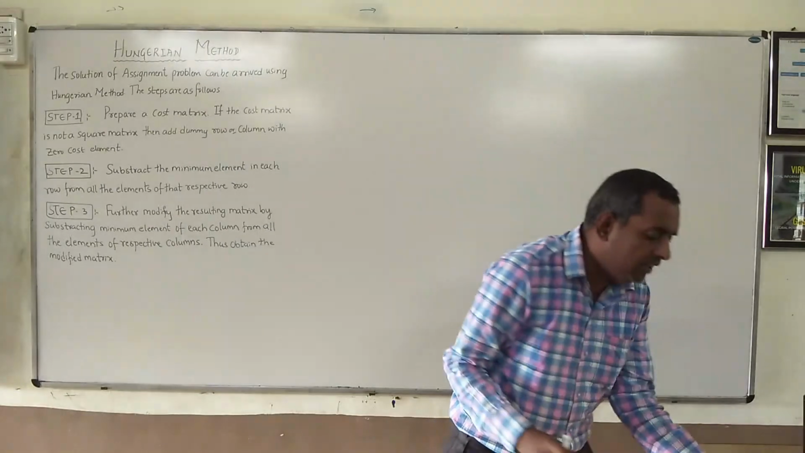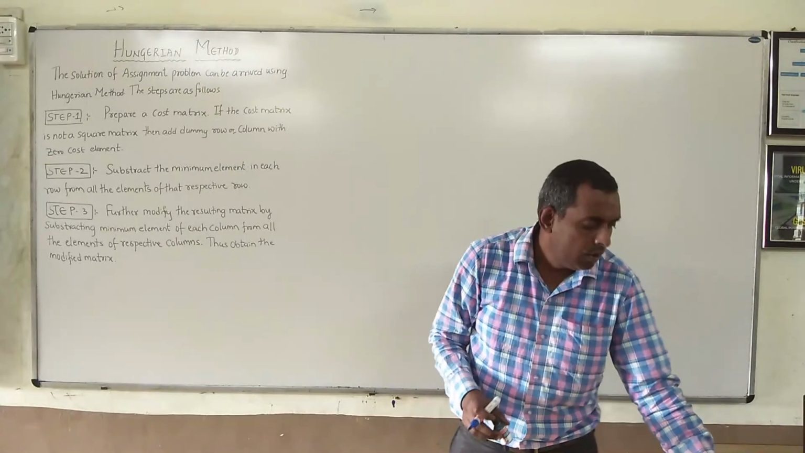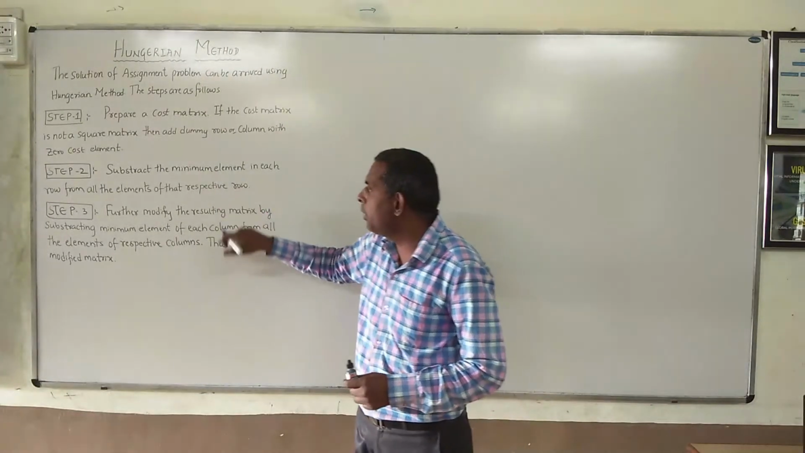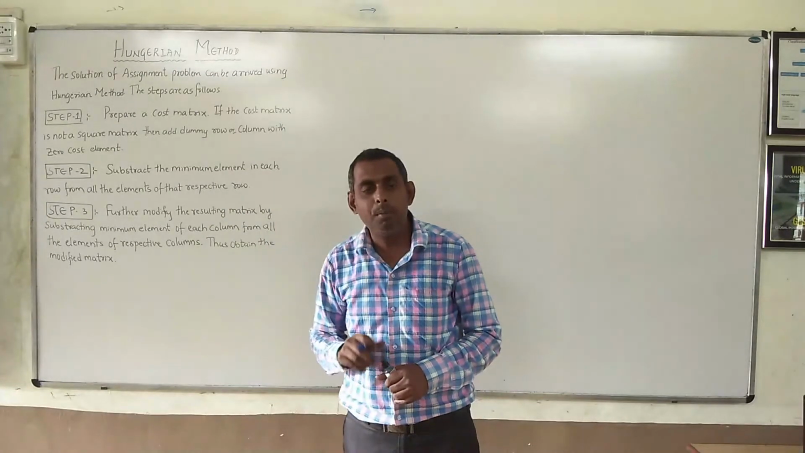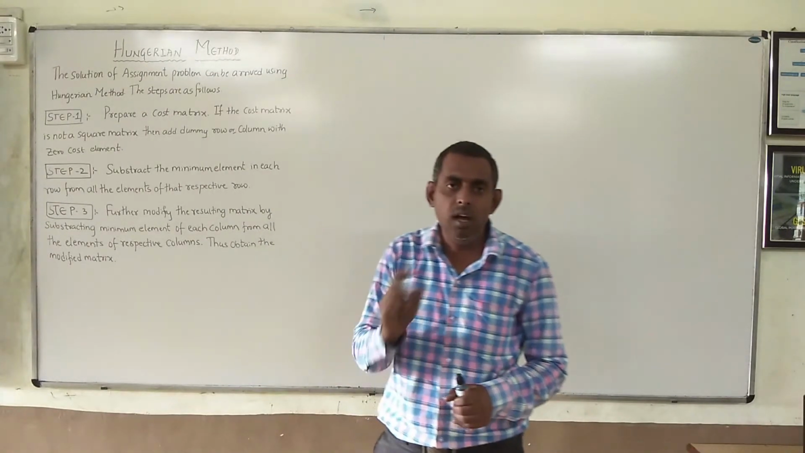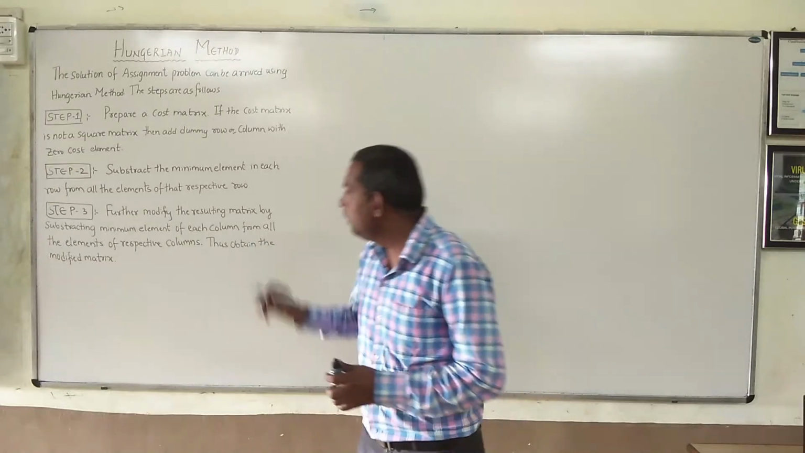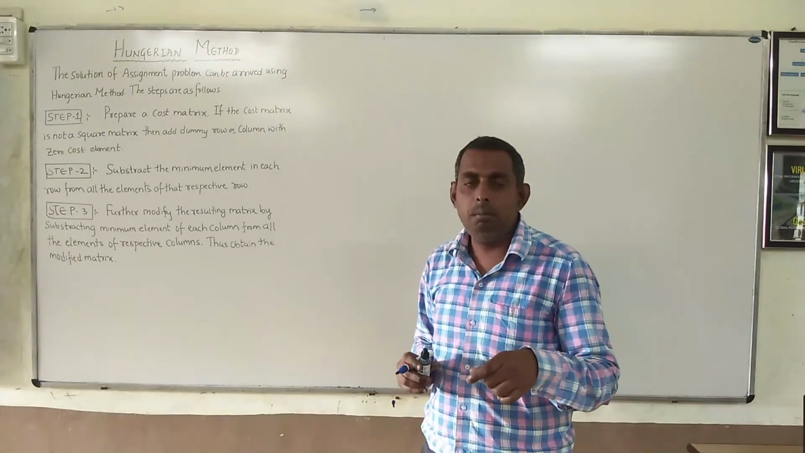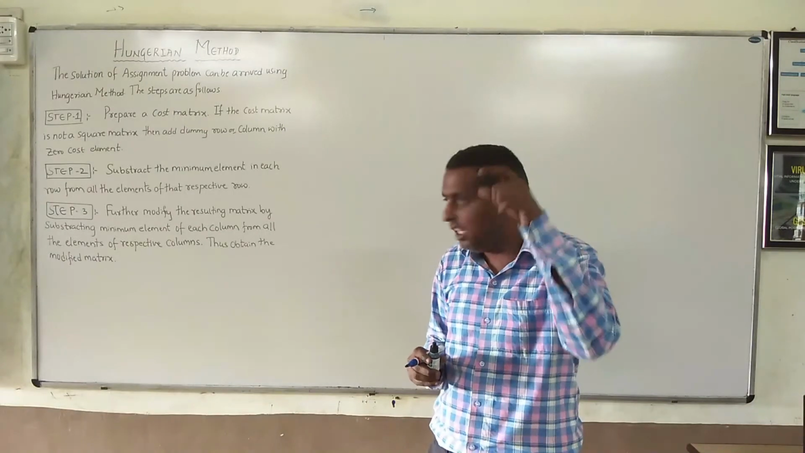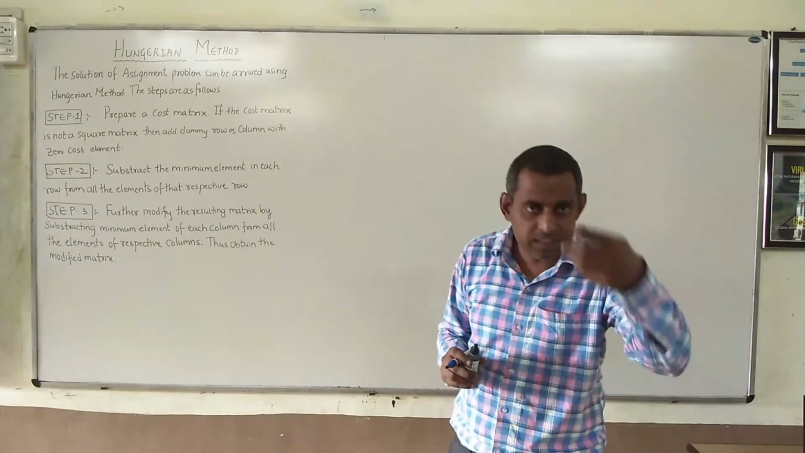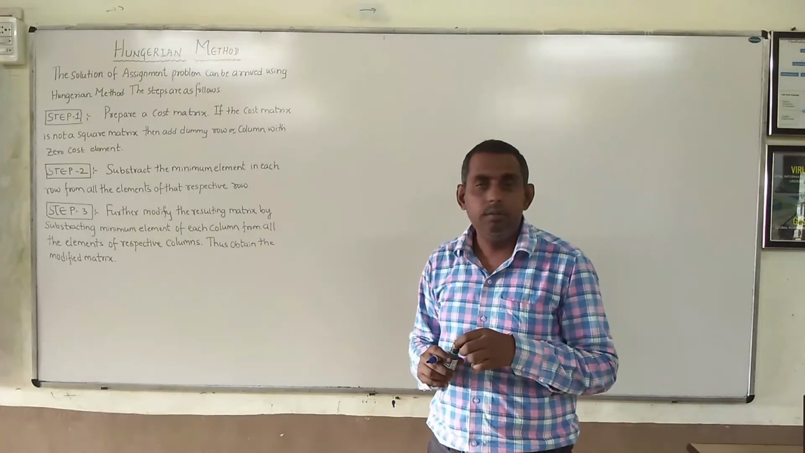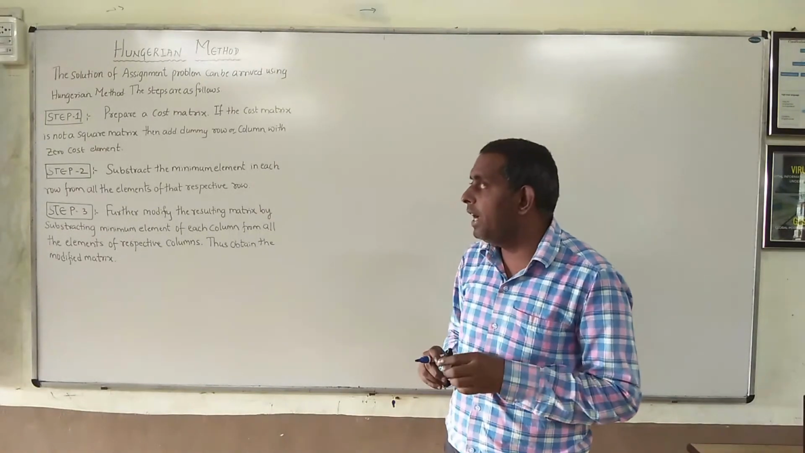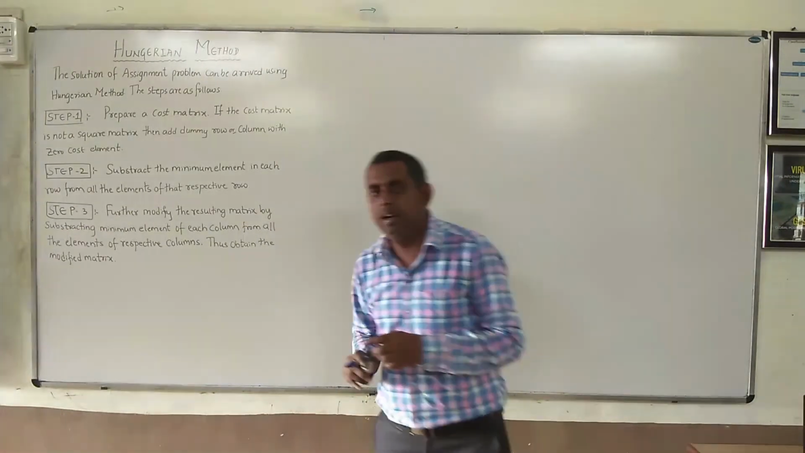Step number 3 tells what you are supposed to do. The thing we have done in step number 2, we have to do it in step number 3, but here we are doing it with the columns. Means we need to subtract the minimum element in each column from the other elements of that column. Fine. Once we do that, we will obtain the modified matrix.